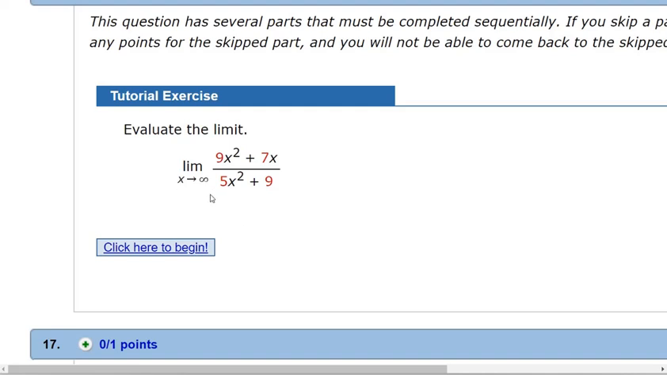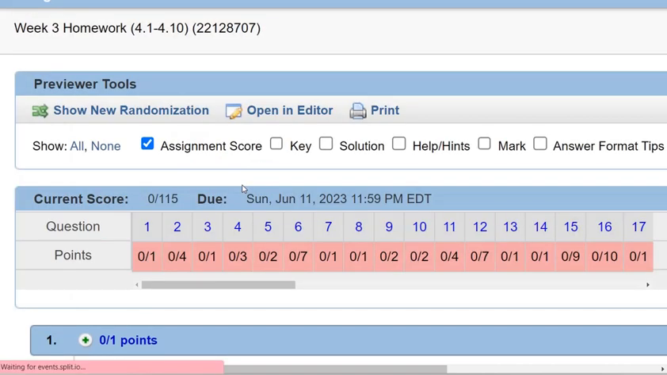Okay, so we're asked to evaluate this limit. We can't just think about substituting infinity because we'd have infinity over infinity. So we need to rewrite this a little bit algebraically.